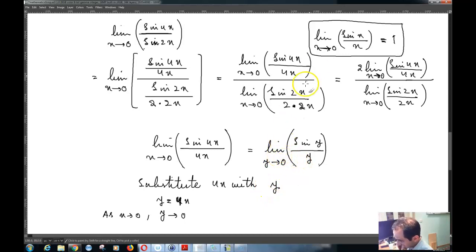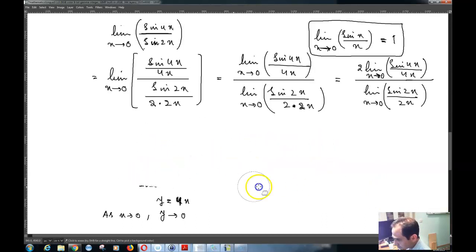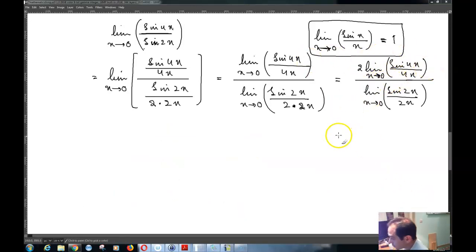And so that's basically the same thing that we had over here. Only the variable has changed, meaning that the limit of sine y over y as y tends to 0 is simply equal to 1. So then this part over here is equal to 2 times 1, and with the same logic this part is also 1, so this is equal to 2.